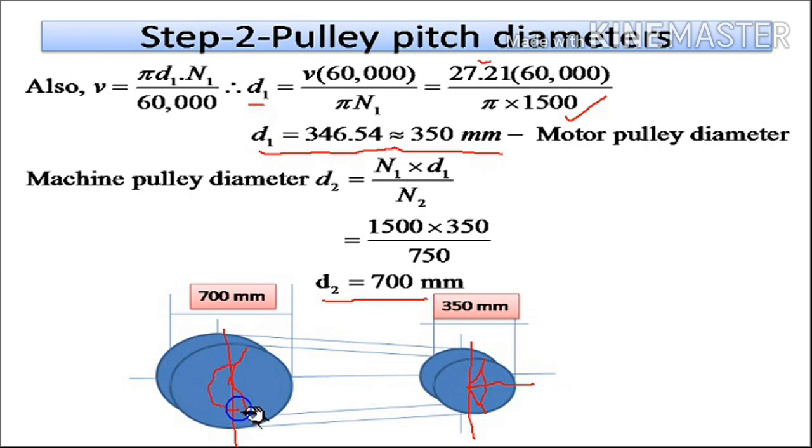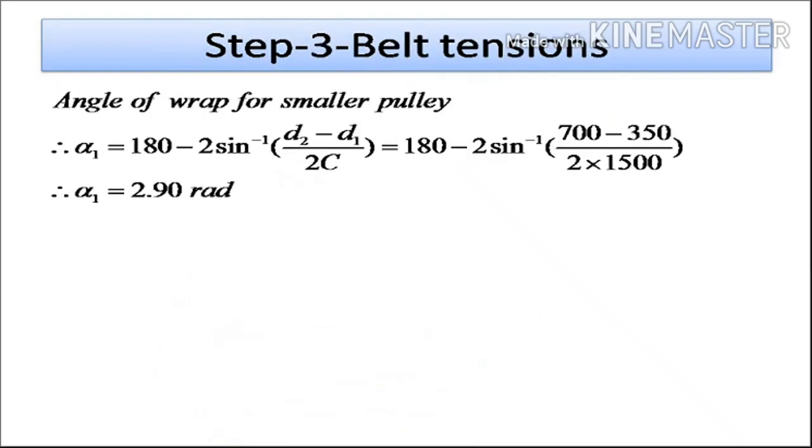So this is 180 plus 2 times this angle, and this is 180 minus 2 times this angle. So let us see now how we can calculate the angle of wrap for the smaller pulley. So alpha 1 is equal to 180 minus 2 into sin inverse of (d2 minus d1) by twice c. I will put the value of d2 as 700 and d1 as 350, divided by 2 into the center distance between the two pulleys. So I will get this alpha 1 value as 2.90 radians.